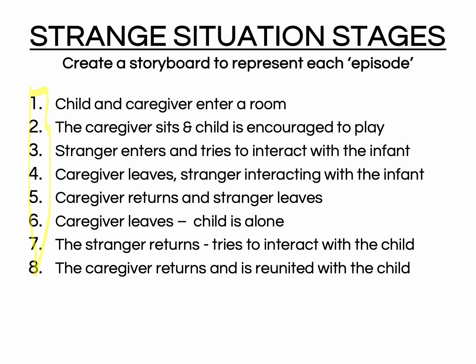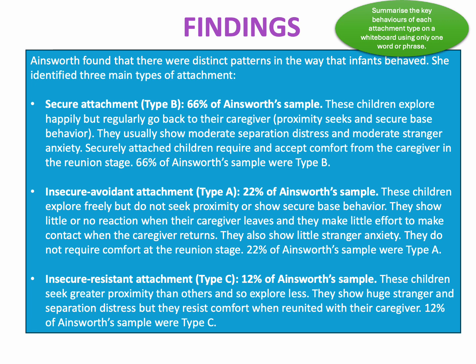What Ainsworth found through that observation of 100 mothers and babies were 3 main attachment types. 66% of her sample had a secure attachment, which you might also see referred to as type B. The characteristics are here on the screen. 22% of the sample had an insecure avoidant attachment, type A, and then 12%, the smallest number of Ainsworth's sample, were insecure resistant.